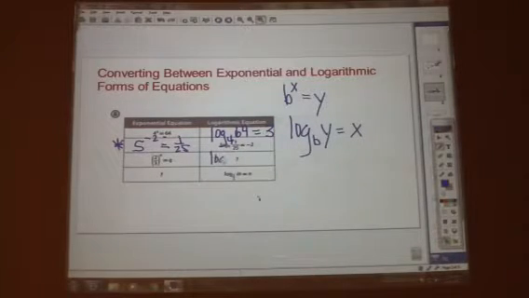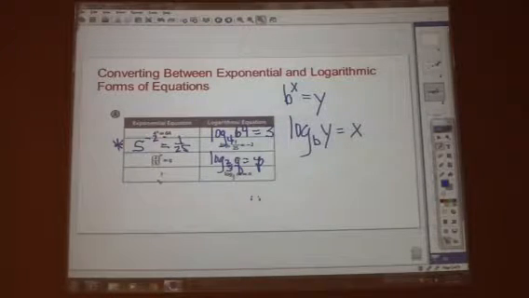So I would say log, over here is my whole number, my base, which now becomes my subscript, which is 2/3. The number over here on the right side becomes my whole number here, and my exponent becomes the number over here on the right side. Questions on that? Alright, let's change this logarithmic here to exponential.